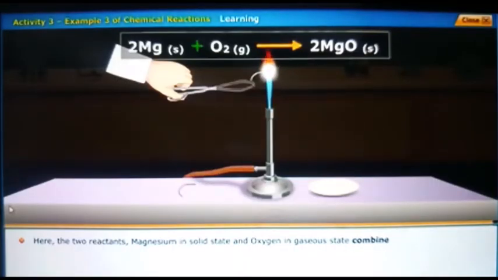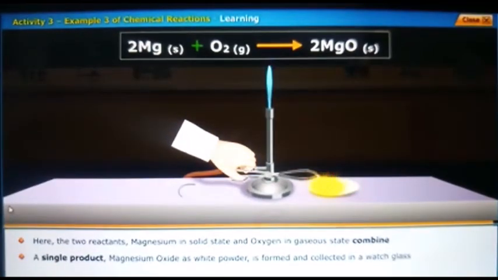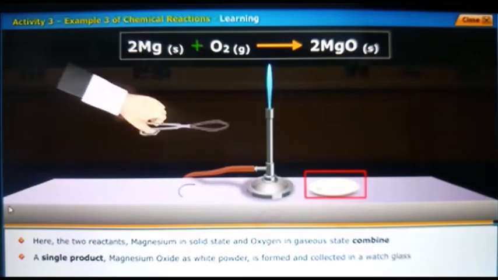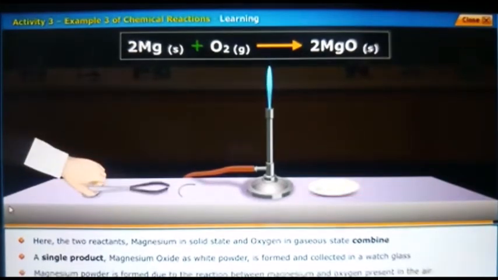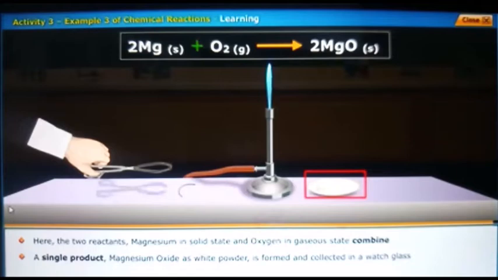We learn here the two reactants, magnesium in solid state and oxygen in gaseous state, combine. A single product, magnesium oxide, as white powder is formed and collected in a watch glass. Magnesium oxide is formed due to the reaction between magnesium and oxygen present in the air. Reaction: Mg, which is solid, plus oxygen, a gas, gives the product MgO, magnesium oxide, which is also solid.